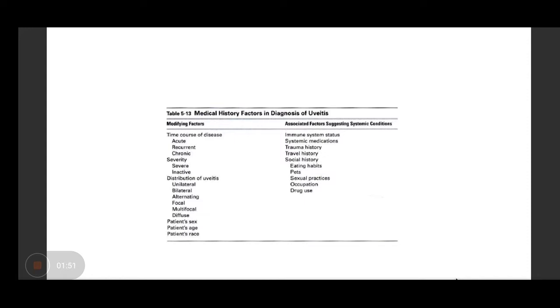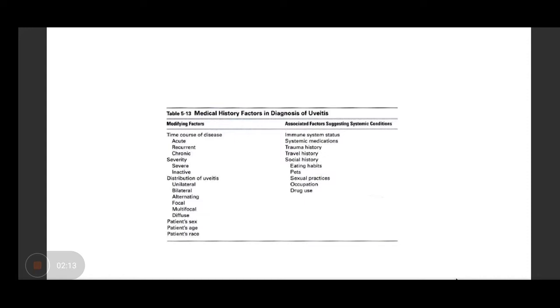First, what is the time or course of the disease? Is it acute? Is it recurrent? Is it chronic? With the severity, whether it's very severe or somewhat inactive. Then the distribution of uveitis, whether it is unilateral, present in both eyes, or alternating between one and two. Then the sex of the patient, age of the patient, and race of the patient.